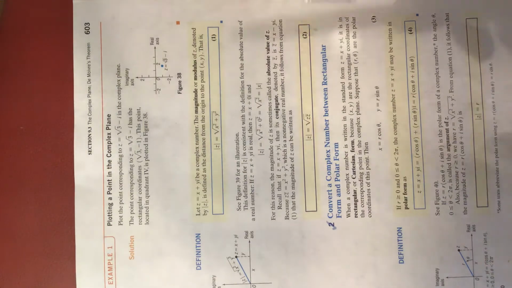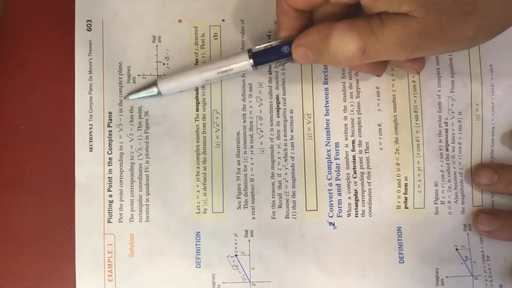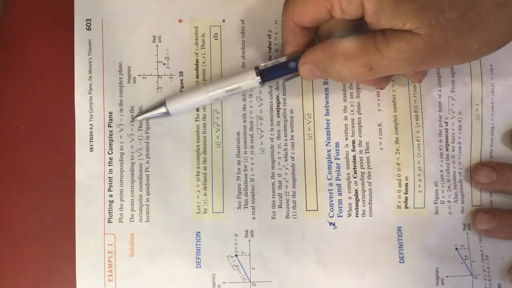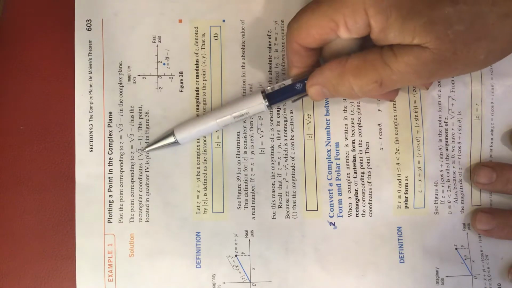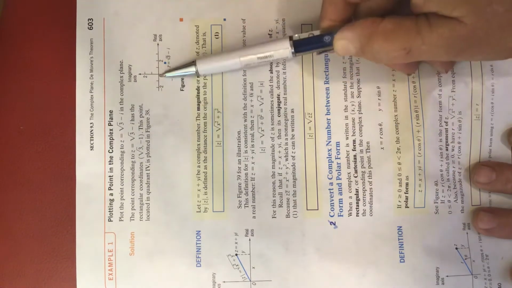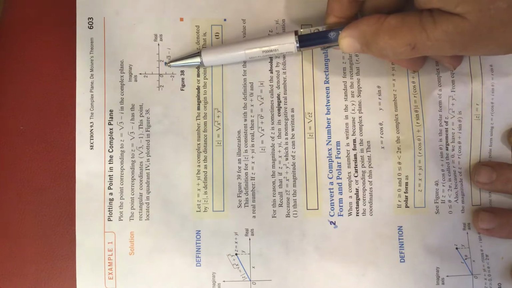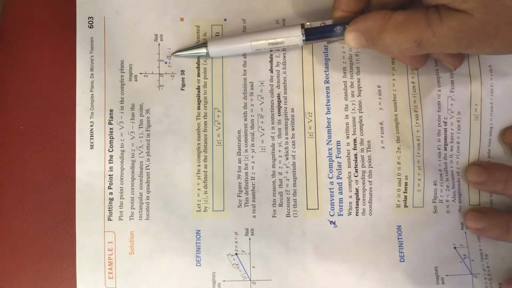So if we had the complex number, square root of 3 minus 1i. So z is our complex number. So square root of 3 is equivalent to x, minus 1 is equivalent to y. So square root of 3 right, 1 down, and we have graphed the complex number.